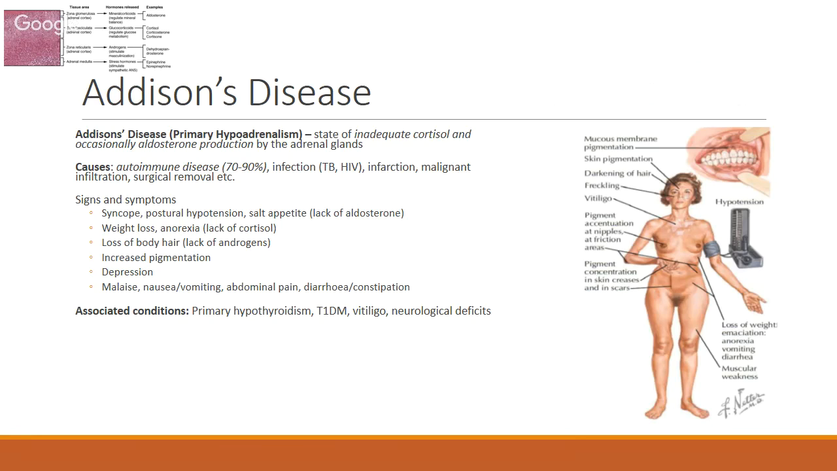Right? So the signs and symptoms are pretty easy to memorize. It's just that everything is down and dark. So BP is down, appetite is down, weight is down, mood is down as well, and increased pigmentation, like dark skin. The reason for this is your adrenals aren't working properly, so there's increased ACTH produced by the pituitary. The excess ACTH actually acts on melanocytes, and that causes the production of melanin.